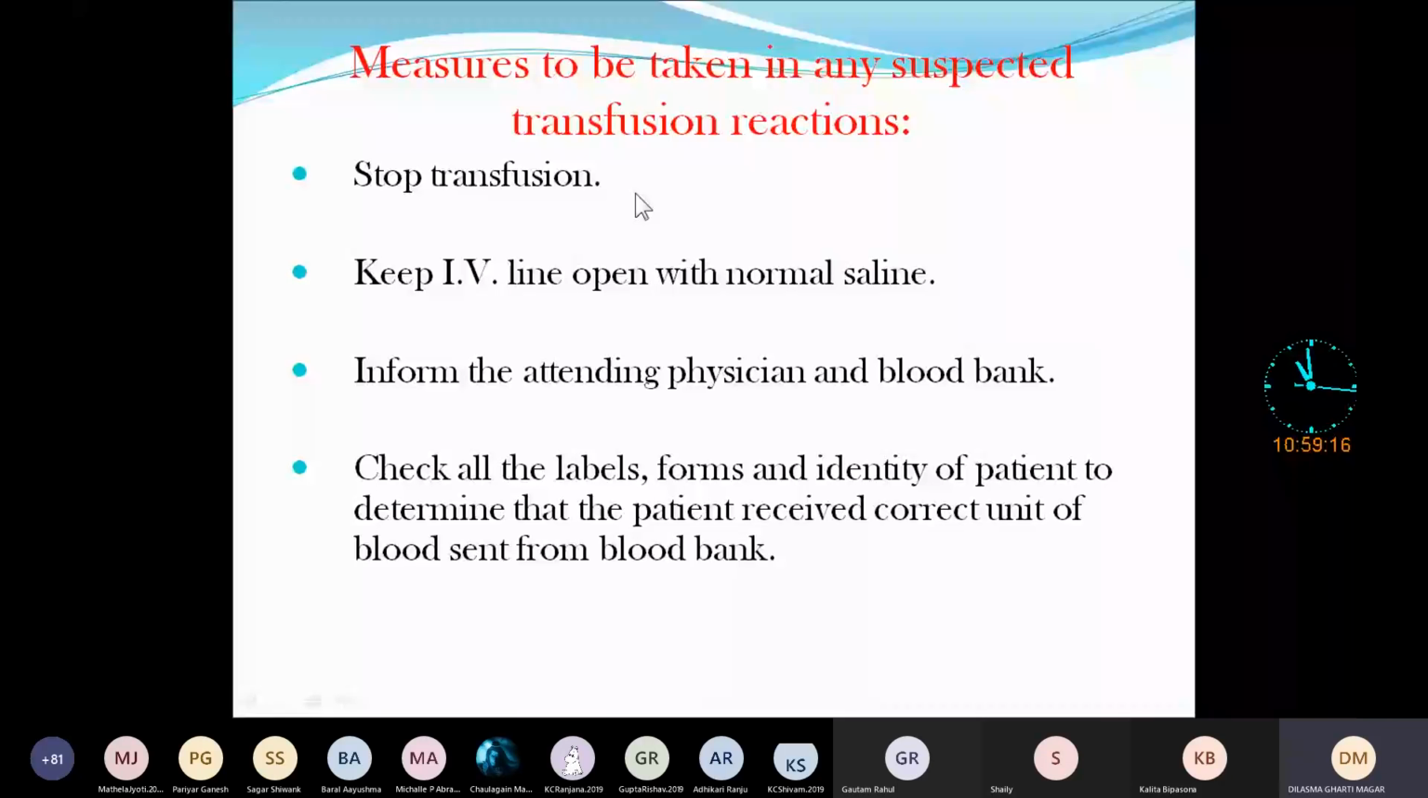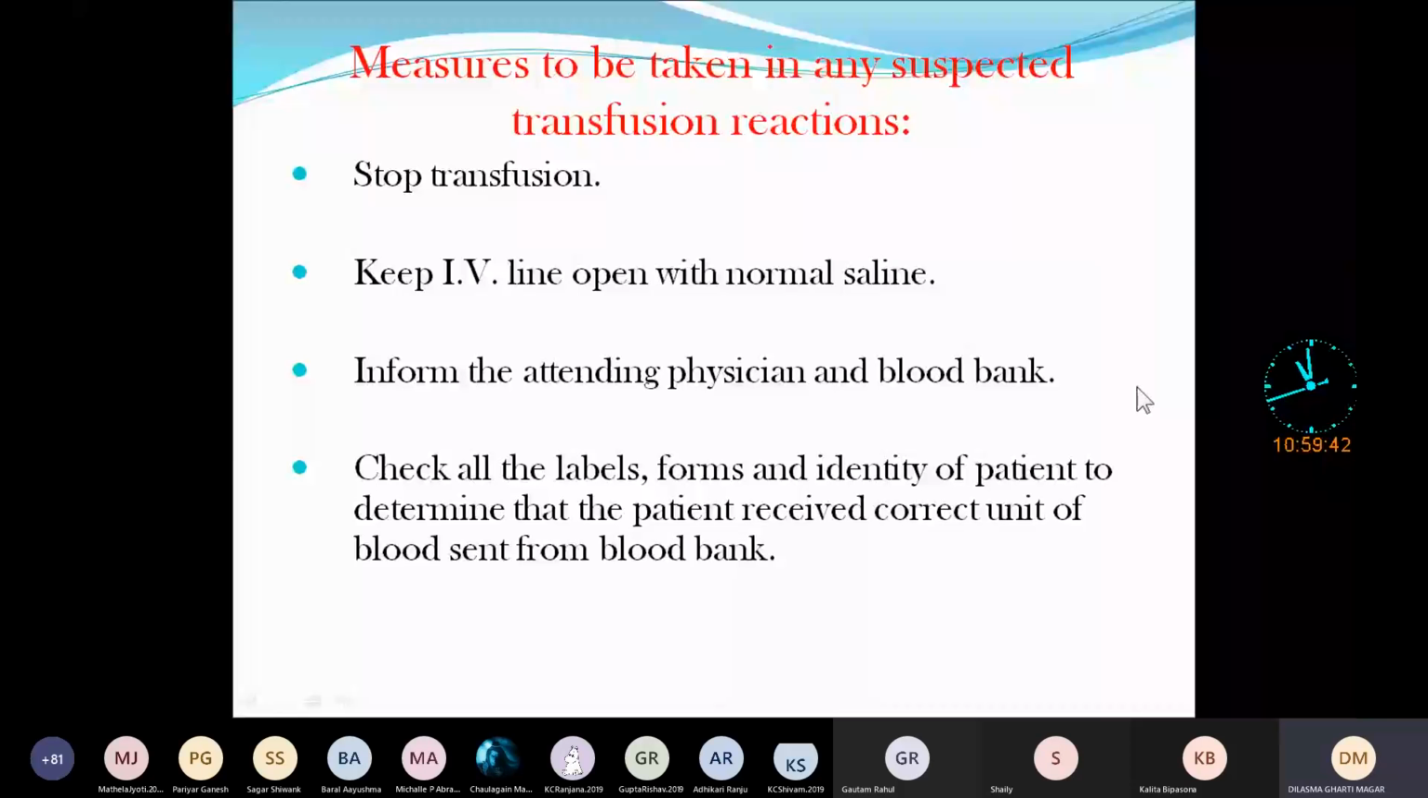So we will remove the blood transfusion, but we will keep the IV line open, and we can give the normal saline. Understood here? And then you have to inform the attending physician or the blood bank. Blood is stopped being given, isn't it? So one has to inform the attending physician, so he or she can come, and also the blood bank, because the blood bank has issued the blood.